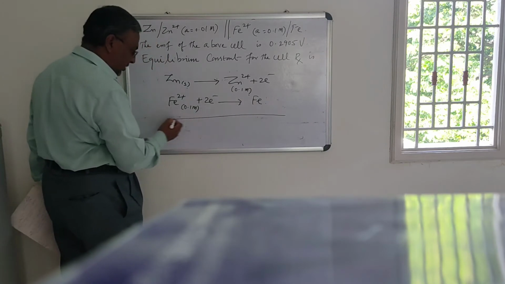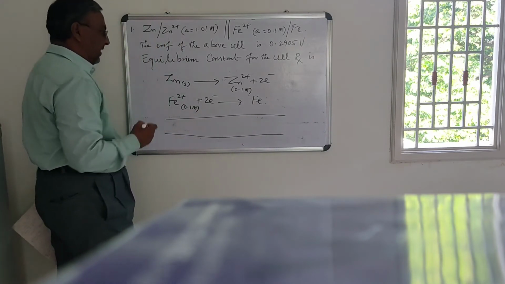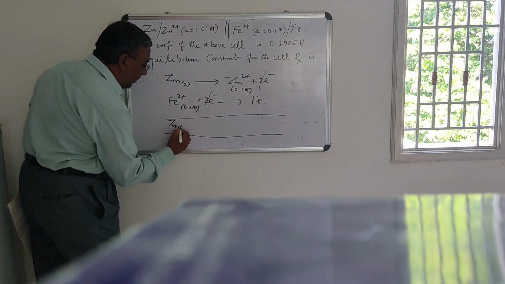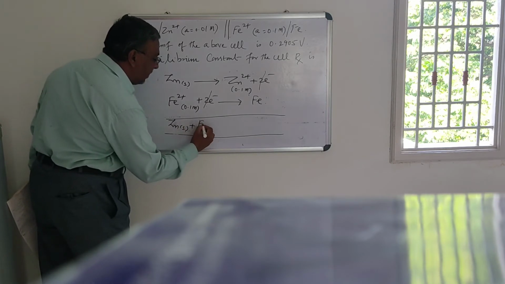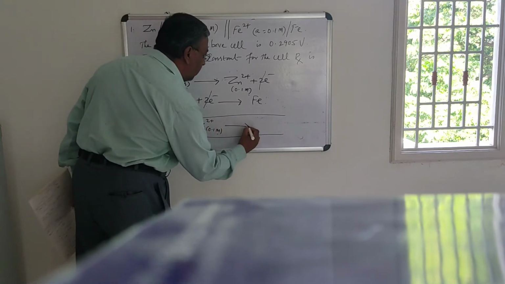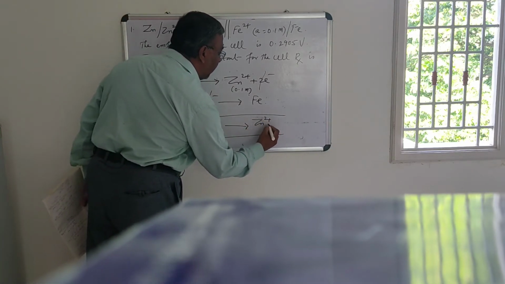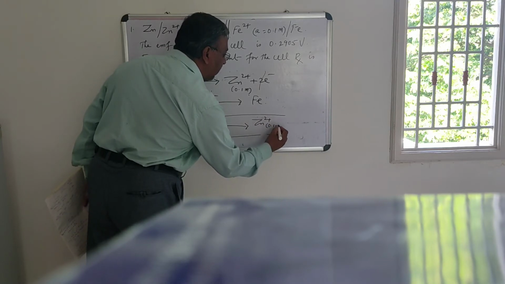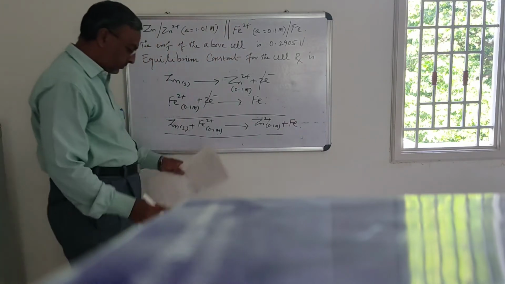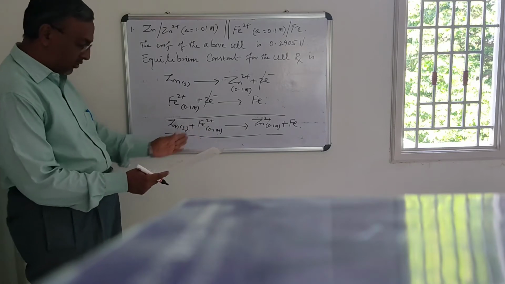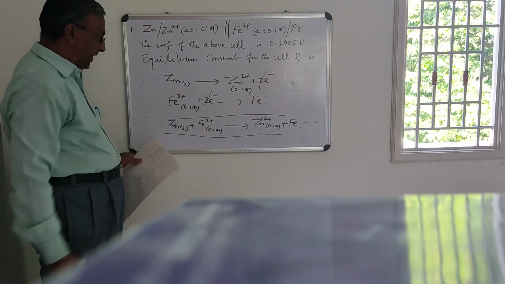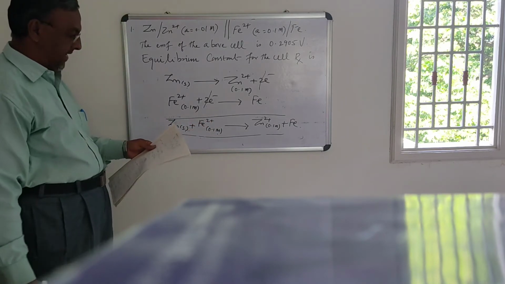If you want to find out the total cell reaction, these 2 electrons get cancelled. Then zinc solid plus Fe2 plus 0.1 molar gives zinc 2 plus, concentration 0.1 molar, plus iron. This is the total cell reaction. First we have to write the Nernst equation for this overall cell reaction.